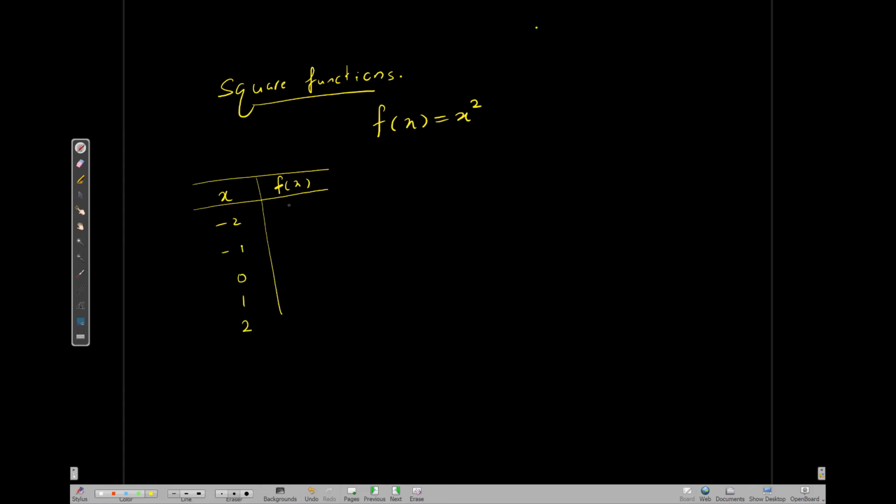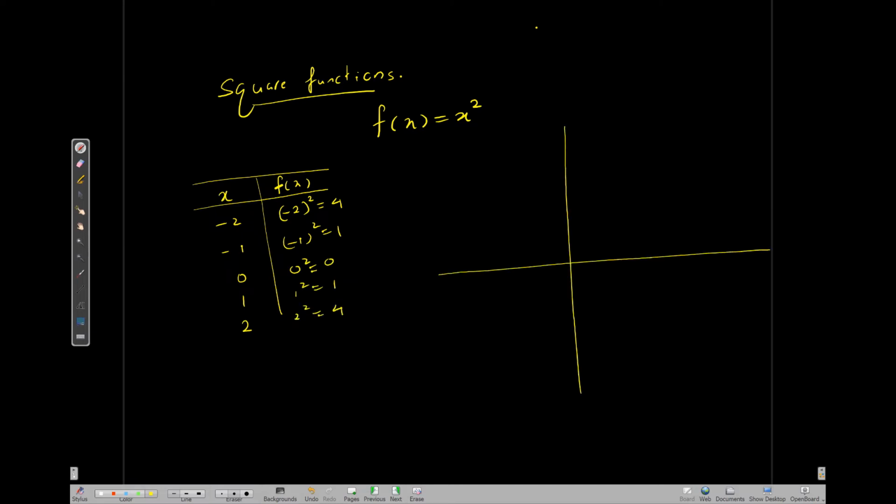f of x. So f of x is negative 2 squared. We need parentheses, so we get 4, and negative 1 squared we get 1, 0 squared which is 0, 1 squared which is 1, and 2 squared which is 4. Now we quickly, you don't have to do this again and again.